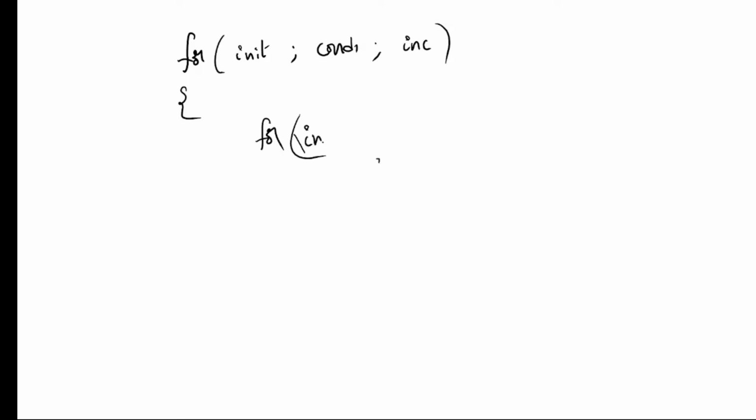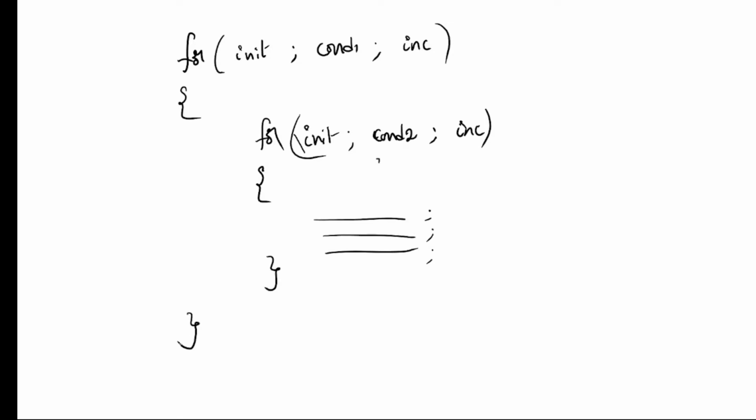See, nested for loop syntax. For, initialization, semicolon, here condition, here incrementation or decrementation, depends upon this initialization and condition. Bracket open, next for loop, here initialization, again condition, but suppose condition 2, here also incrementation or decrementation, bracket open, and number of statements, bracket close, and here for loop closing.